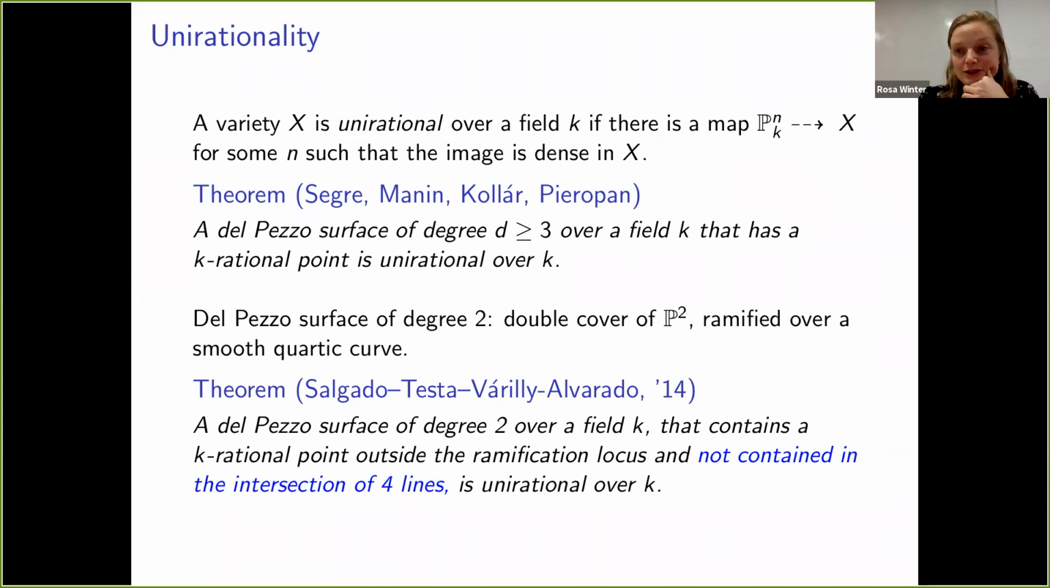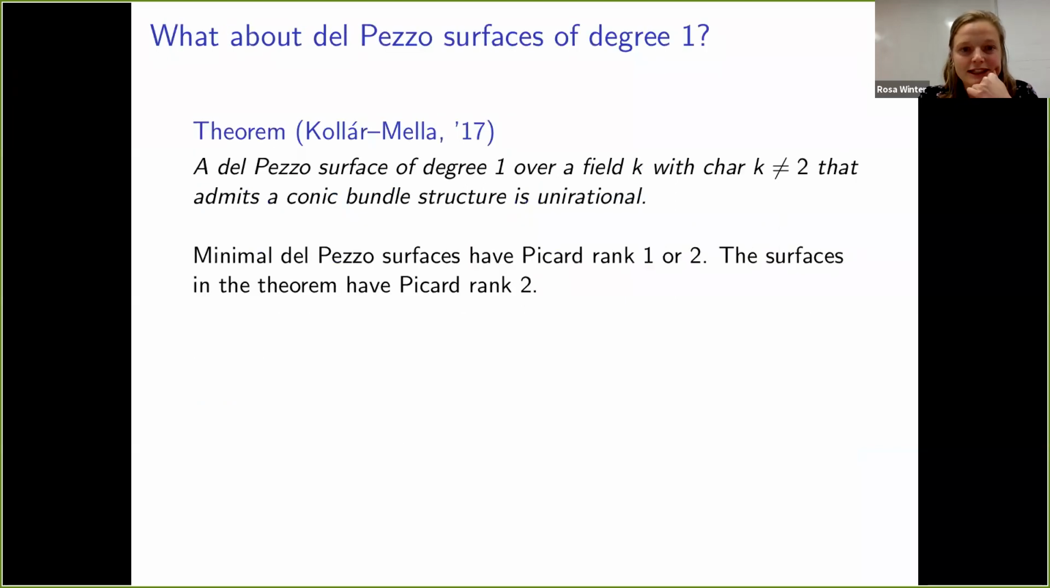So what about the Alpeza surfaces of degree 1? What do we know? There's one result about unirationality by Collard and Mella from 2017. It says the Alpeza surface over a field with characteristic not 2 that admits a conic bundle structure is unirational. And for unirationality, you only have to look at minimal surfaces because this is invariant under birational maps.